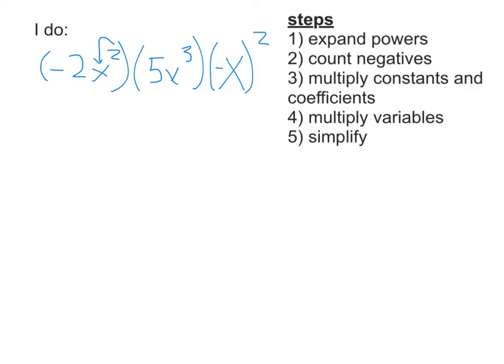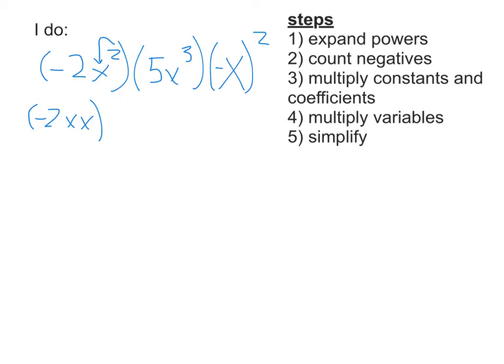So when I rewrite this, I'm going to expand it as negative 2x times x, because that 2 inside the parentheses only goes with the x. It doesn't go with the negative 2, it only goes with the x.